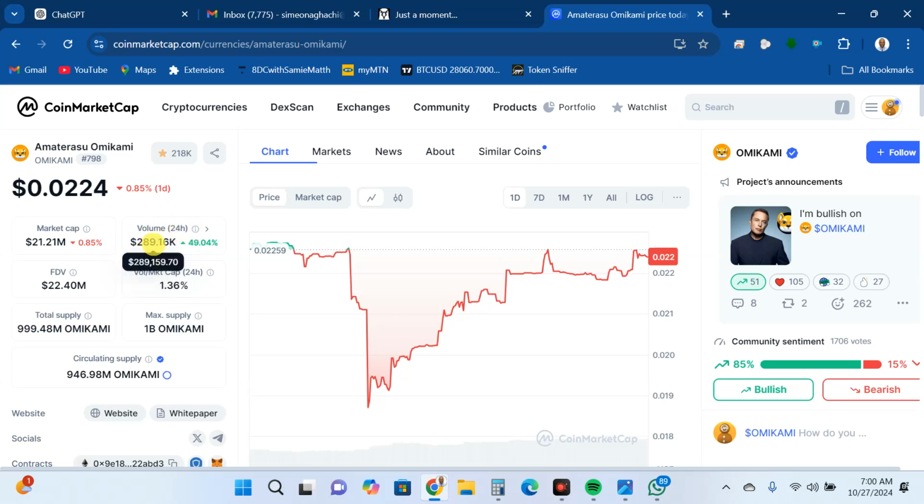So the total value is 289,000, and it's showing you in percentage that it had a 49% increase in volume in the past 24 hours. If you click on this arrow, it's going to divide this volume into two and tell you the volume that happened on centralized exchanges, and then on decentralized exchanges, this is the volume that Omikami received.